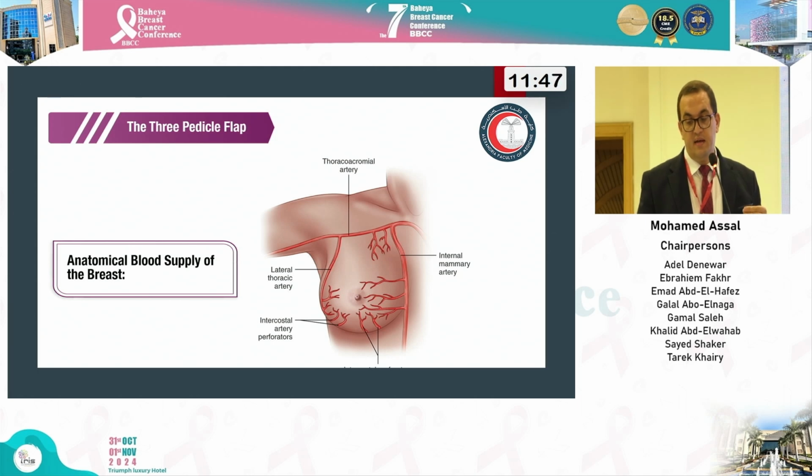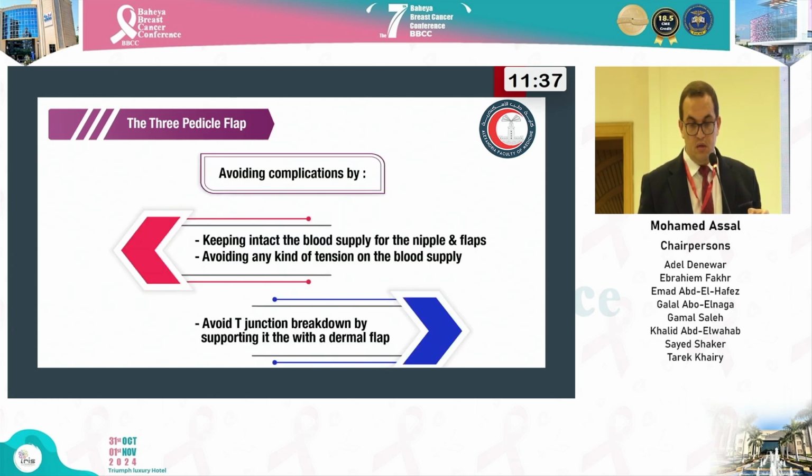The second idea is that the blood supply of the nipple depends mainly on the subdermal plexus coming from the perforators of the internal mammary artery and lateral thoracic artery. Avoiding the complication by keeping intact blood supply for the nipple and the flaps, avoiding any kind of tension on the blood supply, and avoid the T-junction breakdown by supporting it with a dermal flap.